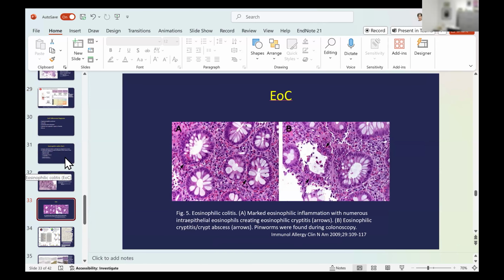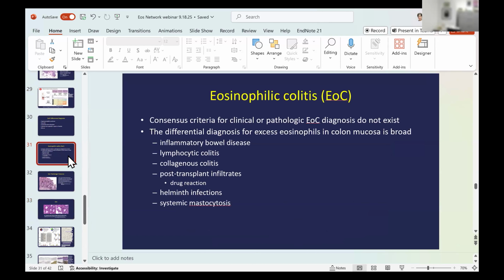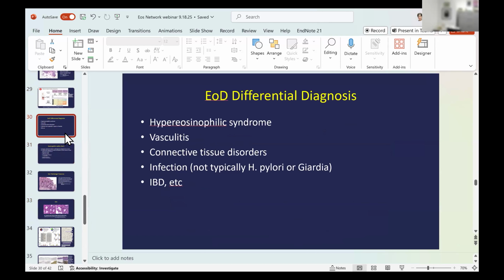And so eosinophilic, did we do that slide? I think that's the one. Whoops. Okay.